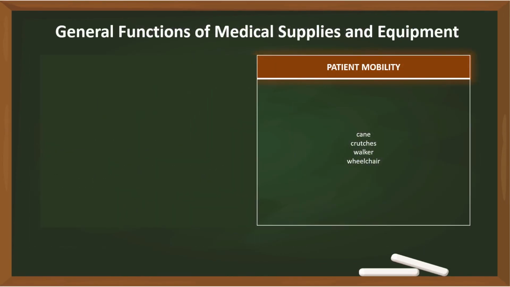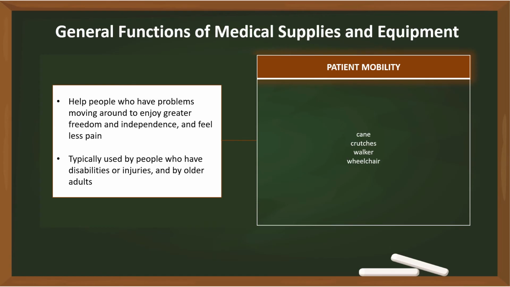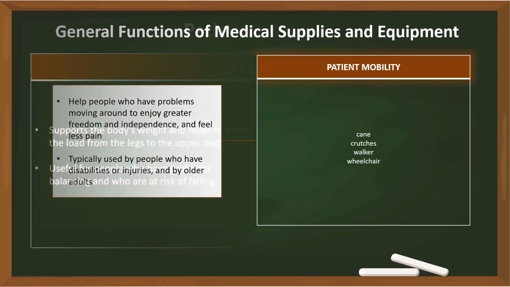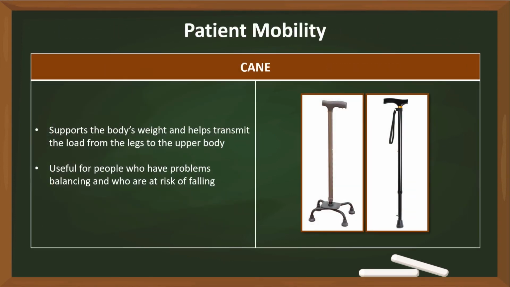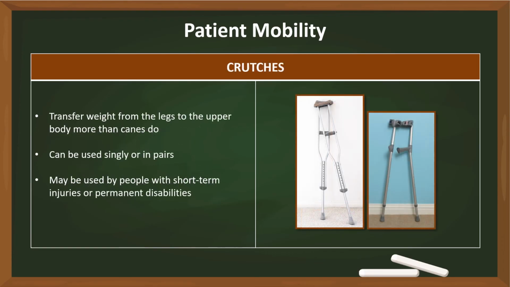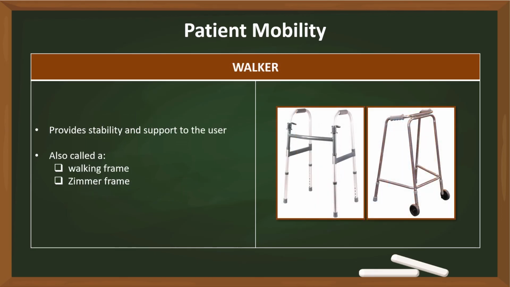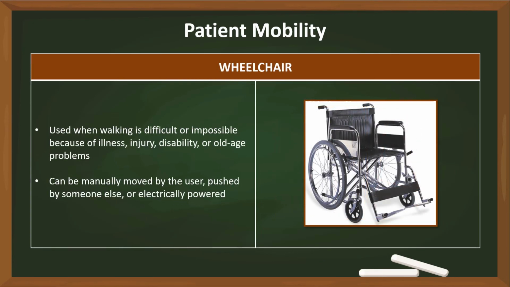Lastly, mobility devices help people who have problems moving around to enjoy greater freedom and independence and feel less pain. They are typically used by people who have disabilities or injuries, and by older adults. The following are mobility devices: cane, crutches, walker, wheelchair.